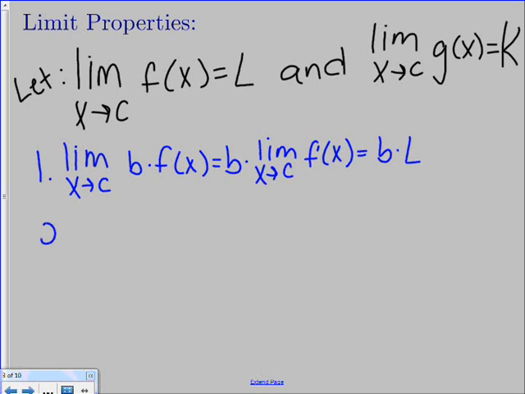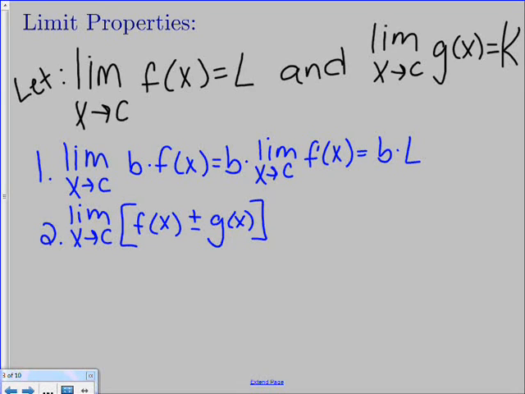Our second limit property deals with the sum and difference of different functions. So when we take the limit of x approaching c and we do f and then either plus or minus, so either add or subtract g of x to it, we can distribute that limit sign over the two functions, and our final answer is just going to be L plus or minus k. So we're just going to have the limit of the two separate functions, and you can add or subtract them together, depending on whatever sign was in the middle to begin with.